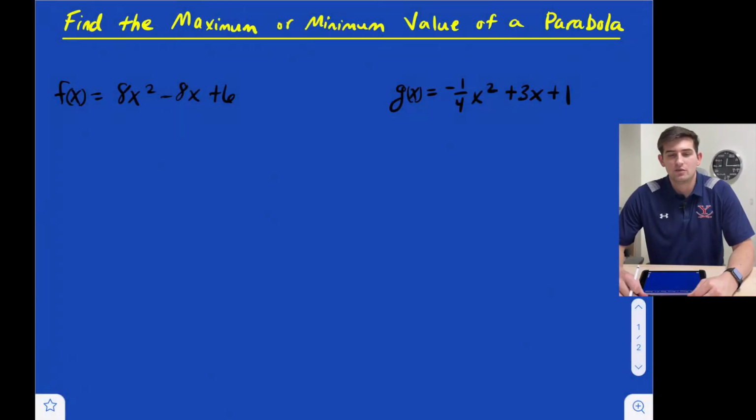Hello everybody, in this video we're going to talk about how to find the maximum or the minimum of a parabola, which is a graph of a quadratic function. So we just have two examples here. One of them is a maximum and one of them is a minimum. So to review, the maximum or the minimum is where the vertex is located.